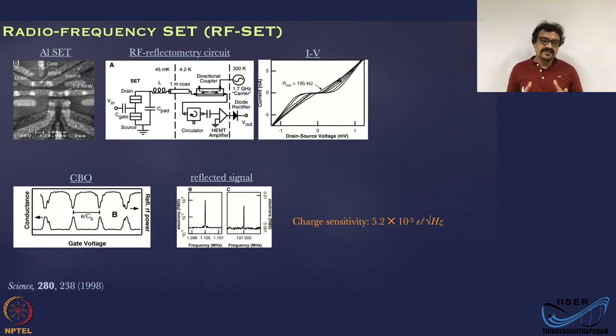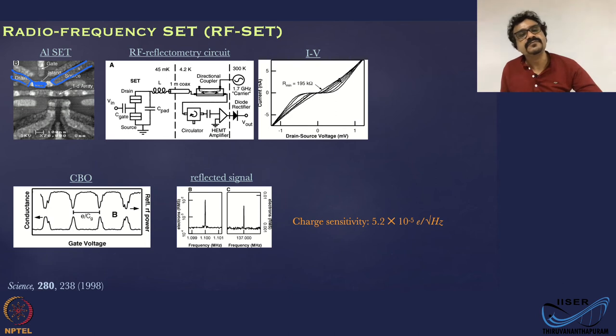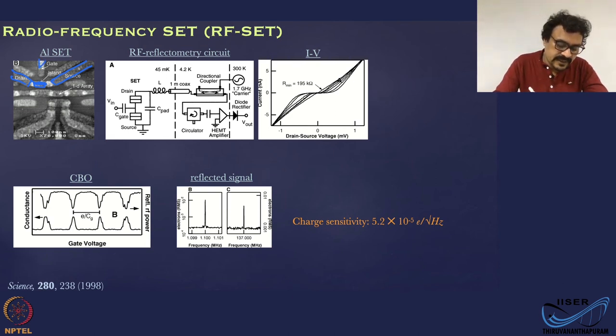And this is a landmark paper, and this is the first paper where the concept of the radio frequency tank circuit or impedance transformer was applied to a single electron transistor. So what we have here is a single electron transistor, which is shown here. This is a small island formed by the shadow evaporation technique, and this is a source electrode and you have a drain electrode, and there's a gate also, and there is some other circuitry here which we are not going to discuss.